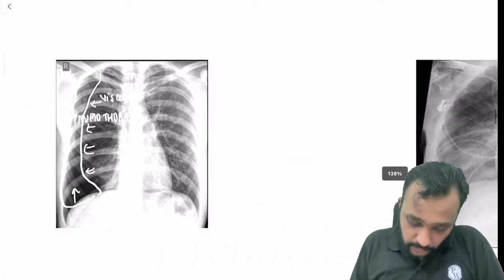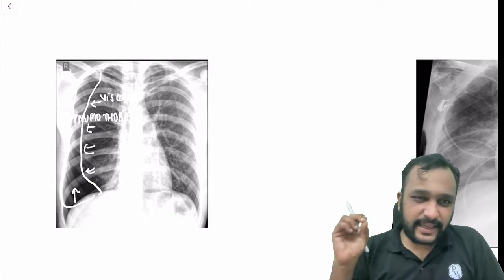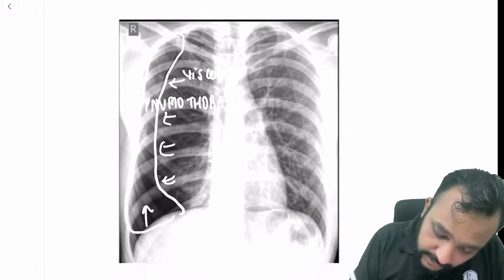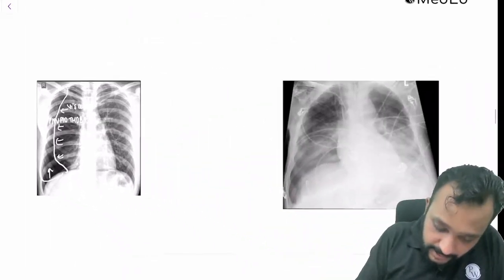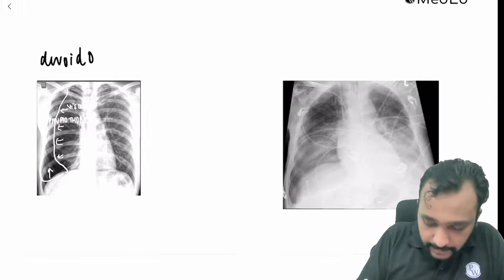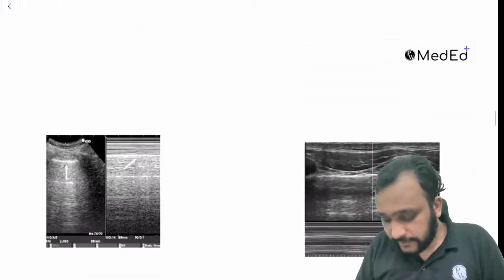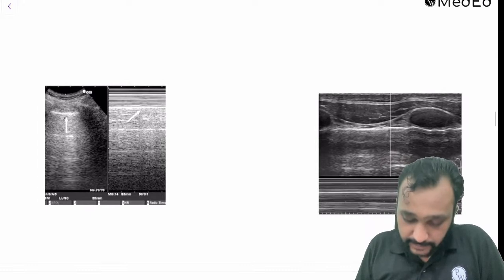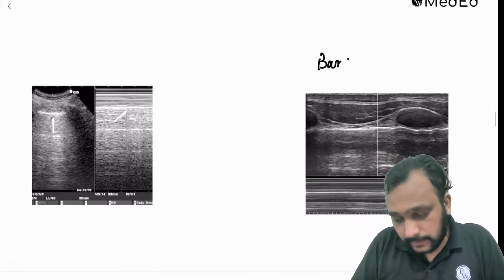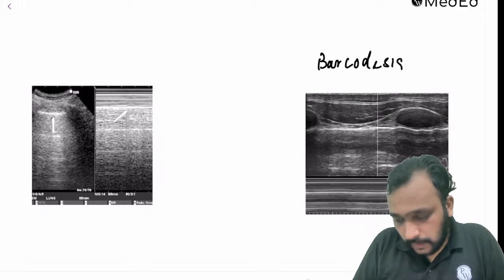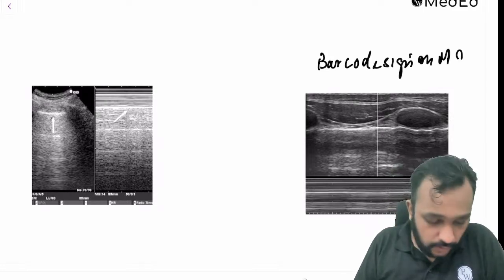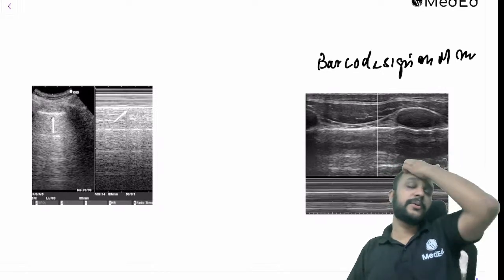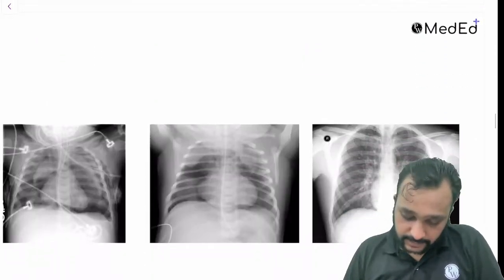And what you will see is that there is an area of lucency along with visceral pleural line, and this area of lucency is devoid of any lung markings. So very important sign. If I talk about ultrasound, on ultrasound this pneumothorax is going to give a sign that is known as barcode sign on M mode imaging. So on M mode imaging you are going to get a barcode sign, right?